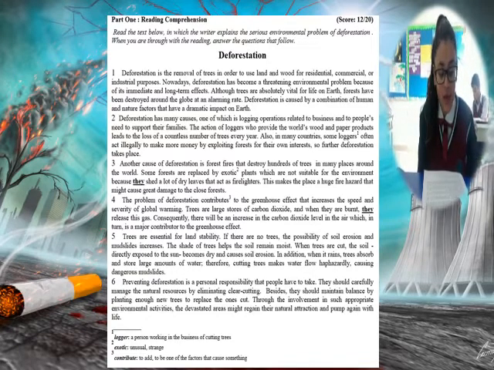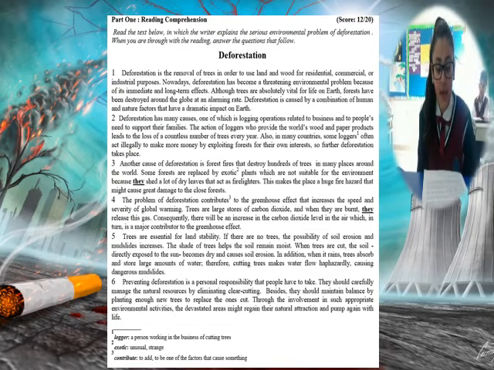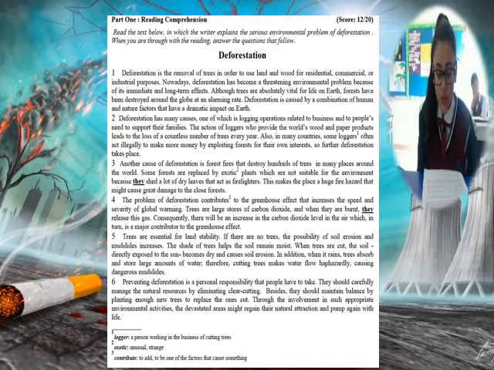Deforestation has many causes, one of which is logging operations related to business and people's need to support their families. The action of loggers who provide the world's wood and paper products leads to the loss of a countless number of trees every year. Also, in many countries, some loggers often act illegally to make more money by exploiting forests for their own interests. So further deforestation takes place.